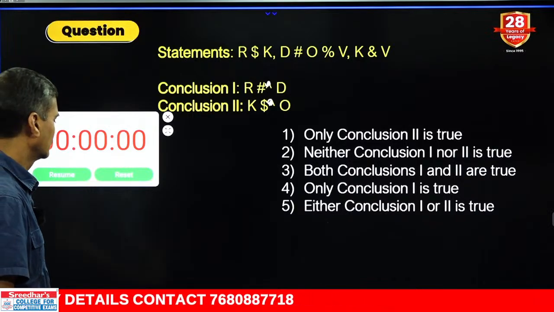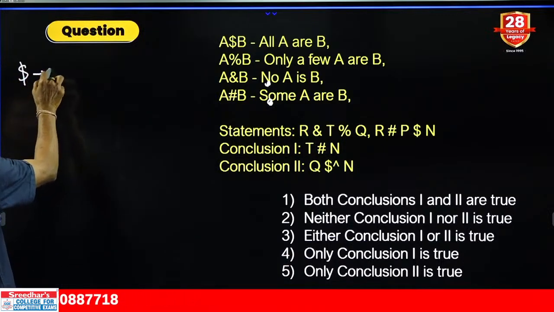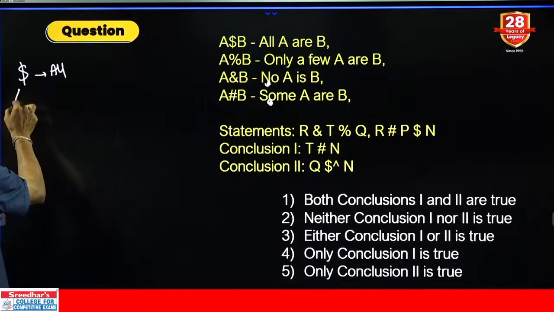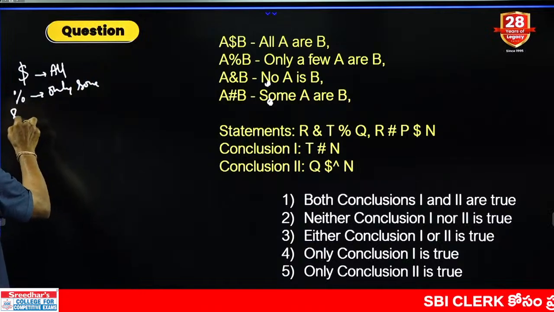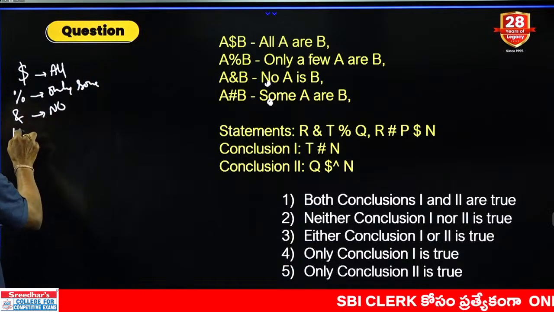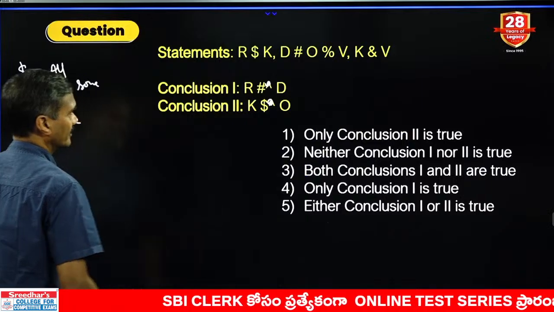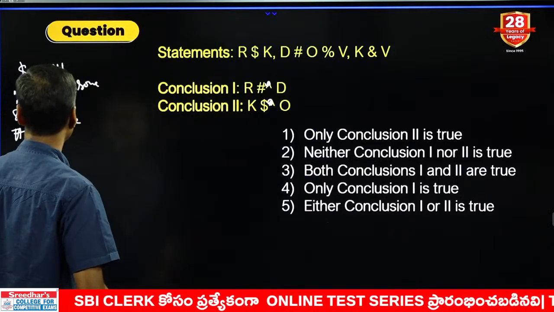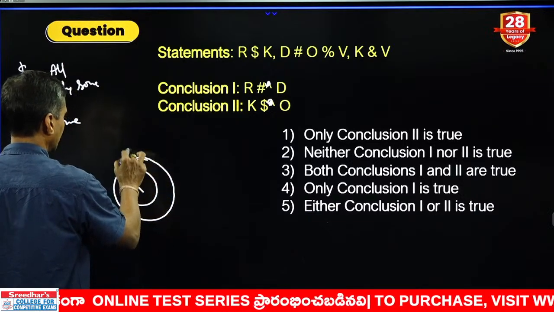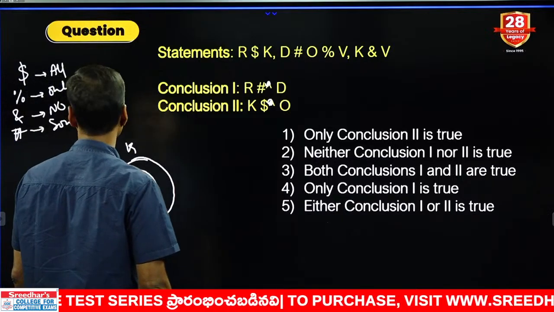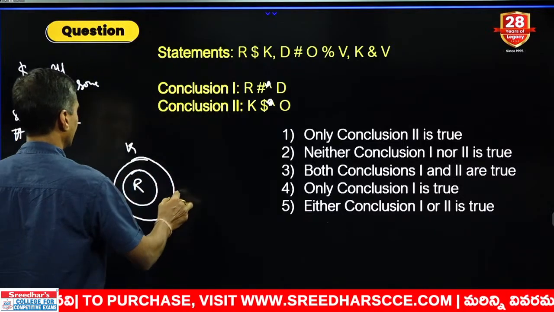Now in this one, dollar stands for what? Dollar is all. Percentage stands for only some. And stands for no. And hash stands for some. Then, based on these symbols, tell me what is your answer. R dollar K. Dollar stands for all. All R are K. This entire R is K. And D hash O, K and V. And stands for what? N means no. No K is V.